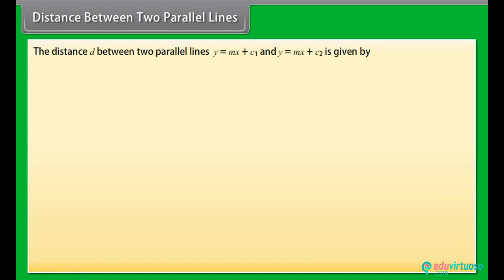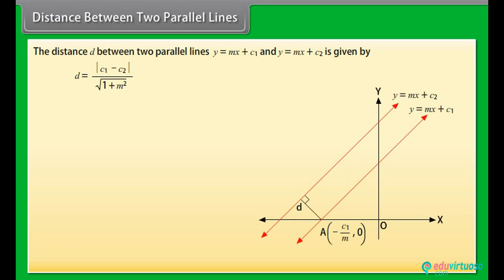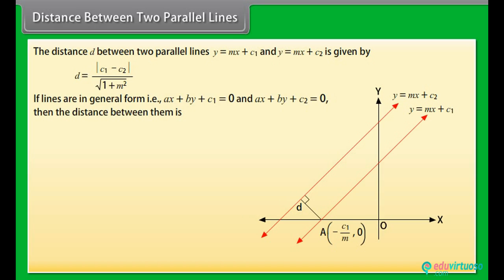Distance between two parallel lines. The distance d between two parallel lines y = mx + c1 and y = mx + c2 is given by d = |c1 - c2| / square root of (1 + m square). If the lines are in general form, that is ax + by + c1 = 0 and ax + by + c2 = 0, then the distance between them is d = |c1 - c2| / square root of (a square + b square).